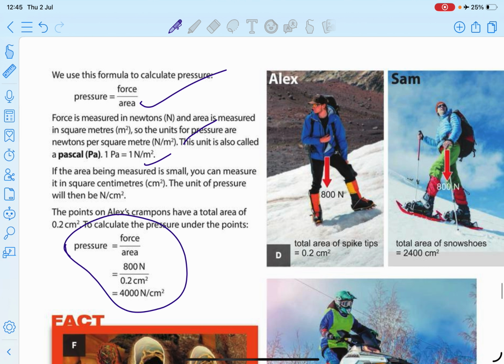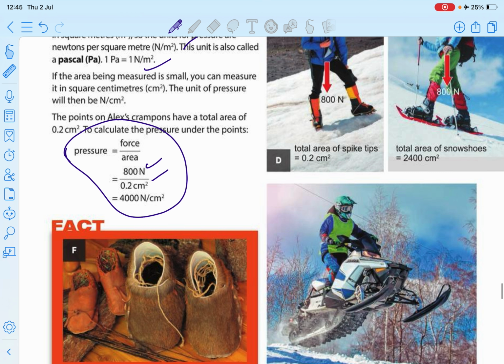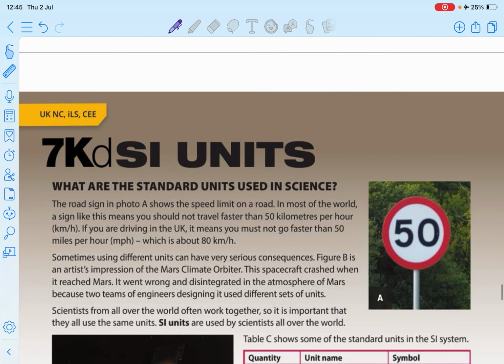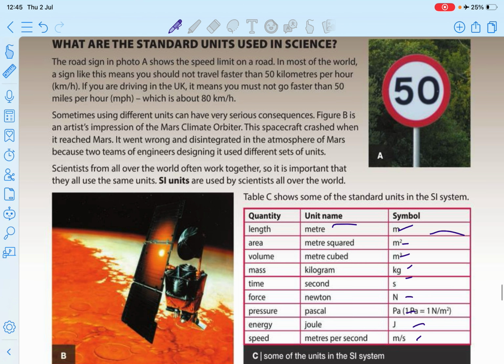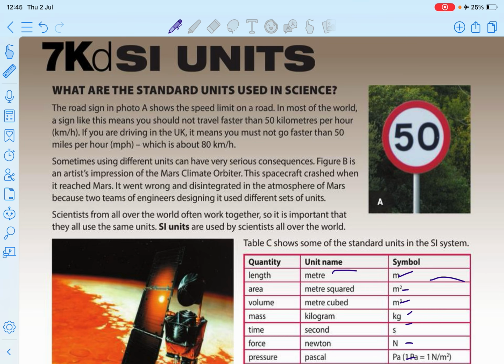And if it is some question, you need to substitute the value with the units, calculate it and get the answer. And SI units, you need to read these SI units. That is not much, and you need to know the unit name and the SI unit. And why do we use SI units? Because we need a standard unit for all things. Otherwise, if someone uses another unit, another person cannot understand.